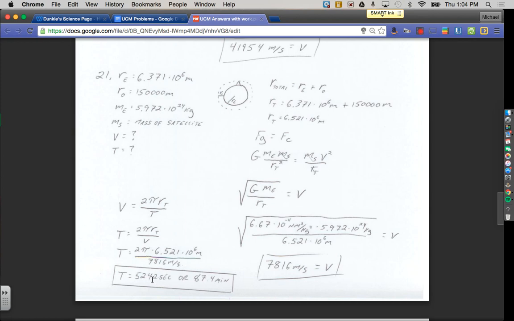And I know that it would take that satellite 5,242 seconds to go around the Earth, but since you're probably not familiar with measuring things in thousands of seconds, it would take just shy of an hour and a half, or 87.4 minutes.